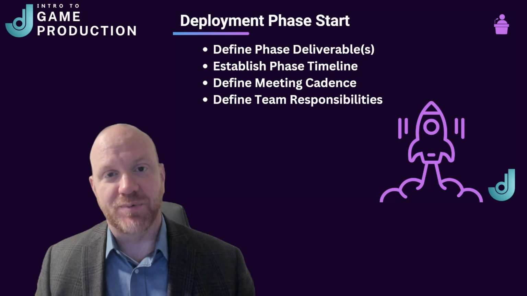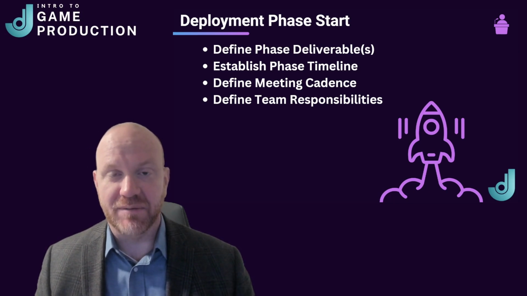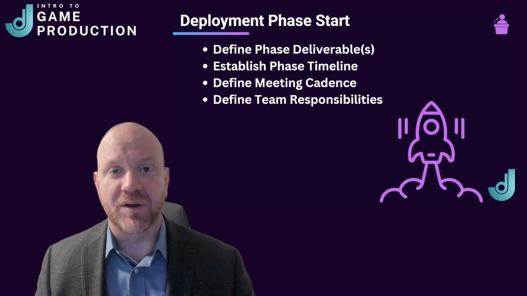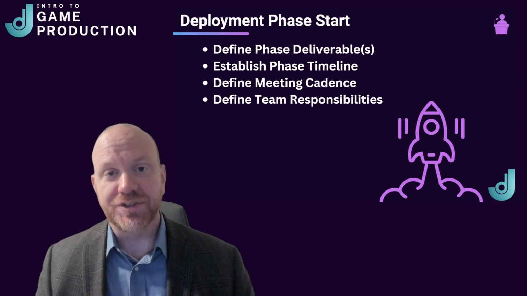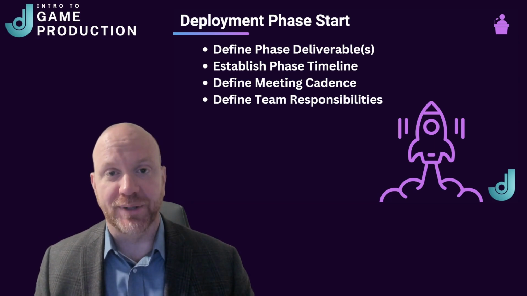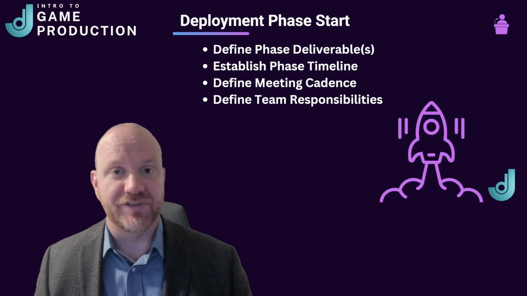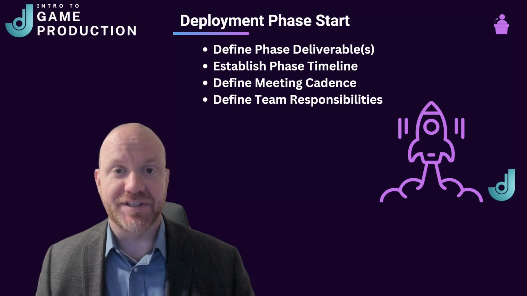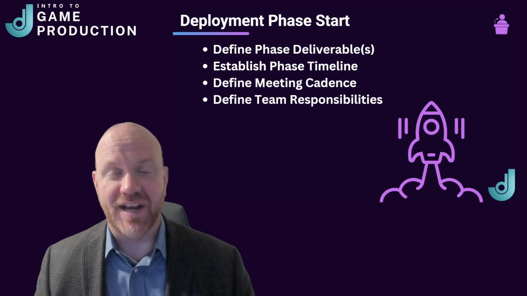Like all the other phases we've discussed so far, you want to begin the deployment phase with a meeting to ensure that everyone is aligned going into this phase. During this meeting, we'll define phase deliverables. We'll establish a phase timeline, which also includes some time directly following the launch to ensure that your team is ready for any unforeseen issues related to the launch of your game. You'll also want to define a meeting cadence for this launch phase, and everyone on the team should be aware of their responsibilities, so you'll want to spend some time during this meeting making sure that everyone is aligned.